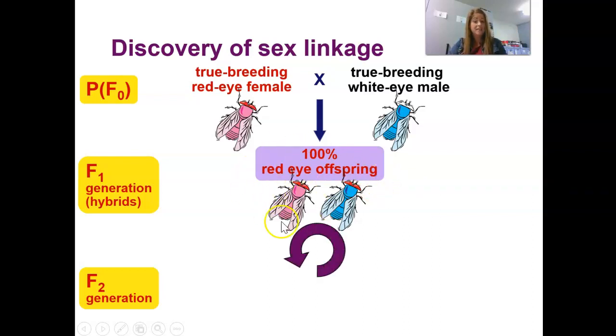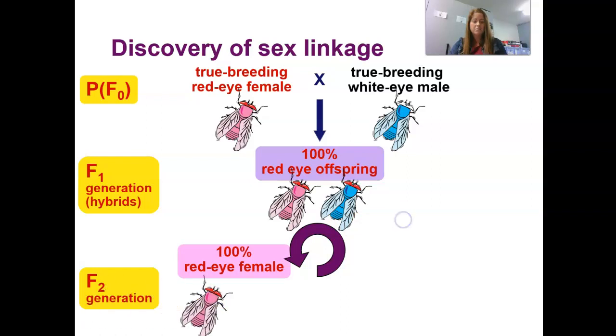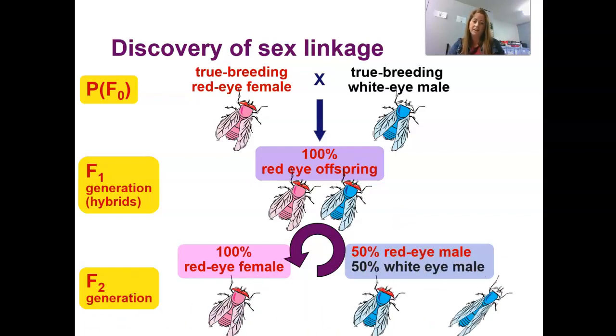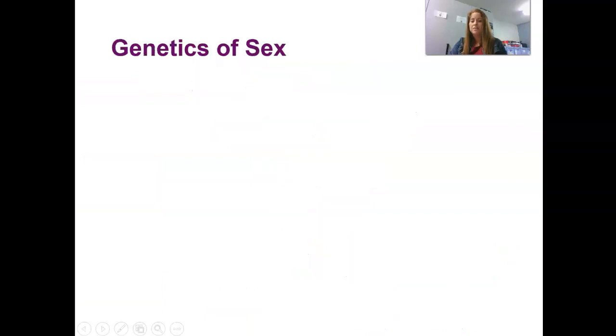But then he allows the F1 generation to mate with each other, and he ends up with all of the females having red eyes, and only 50% of the males having red eyes, and 50% having white eyes. And so he said that it must have something to do with their sex, because why are only the males ending up with white eyes?